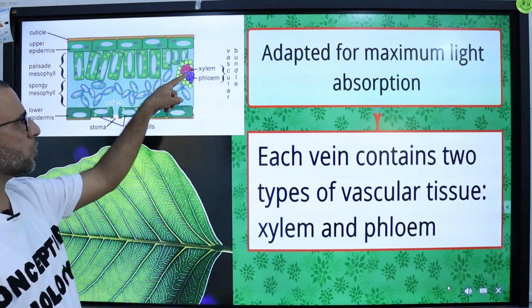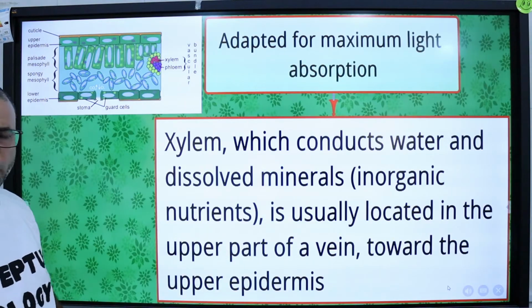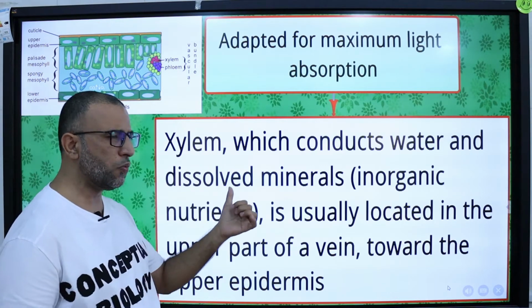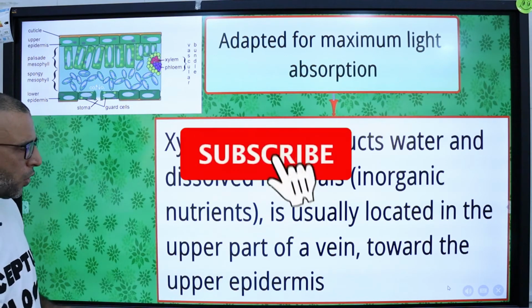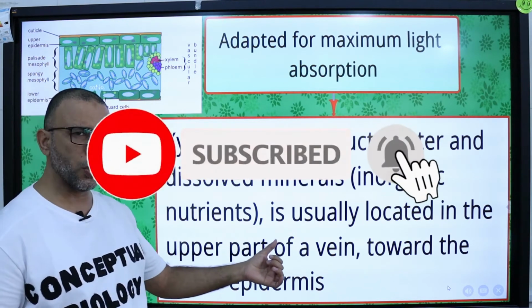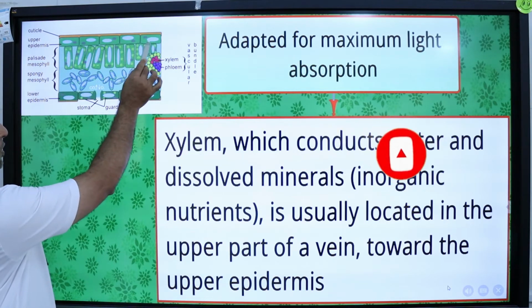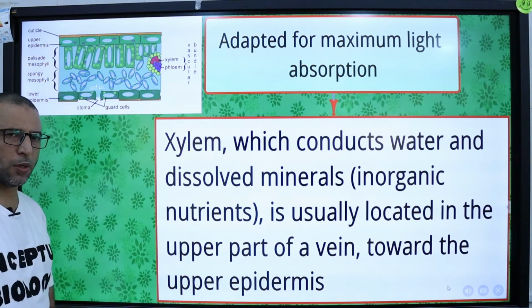So, this is a vascular bundle that has xylem and phloem. Xylem is water-conducting tissue, which conducts water and dissolved minerals and inorganic nutrients, and is usually located in the upper part of the vein toward the upper epidermis. So, this is the upper epidermis. In this vein, toward the upper epidermis, xylem tissues are present.